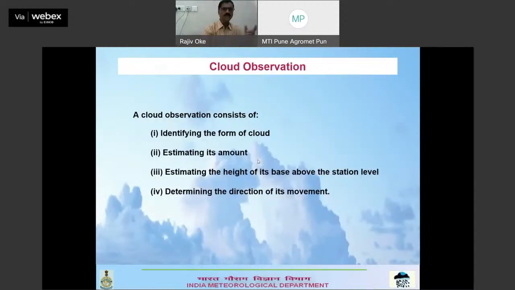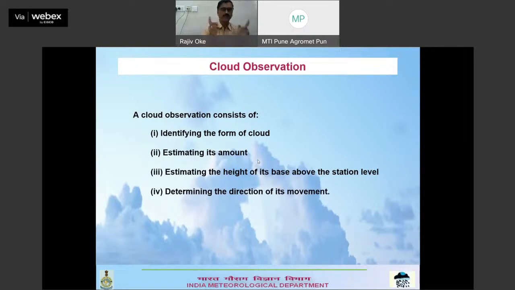So what does a cloud observation consist of? In our observatory, after noting down the wind direction, estimating the wind speed, and taking note of temperatures, then the non-instrumental observations: you see the visibility, the lowest to be reported, then you see the type of cloud you have to identify. Now, these are the methods for identifying the form of cloud.